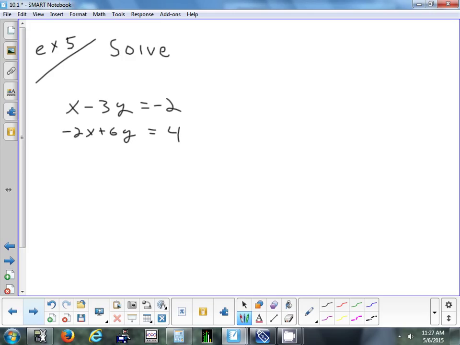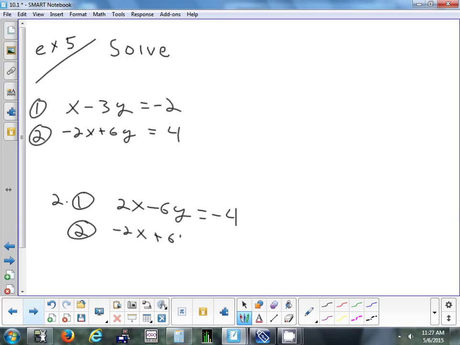Did anybody see what equation I could multiply by something? And actually, that's going to be my only step, and then I'm going to be pretty much done. Yep. Yeah, multiply the top by 2. So let's take 2 times the first equation. Don't do anything to the second one. Keep it the same. Well, look what happens here. 2x minus 2x, 0. Negative 6y plus 6y, 0. Negative 4 plus 4, 0.